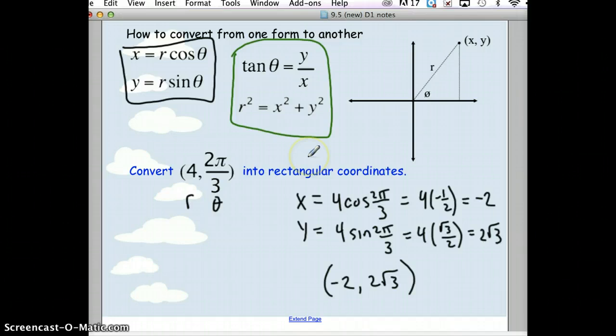Mostly you're going to need to know the r value, which to get r you just square root the x squared plus y squared. And you're going to need to get the theta value, which you'll know a point. So you'll know the x coordinate, you'll know the y coordinate, and then you can use tangent to find theta. So we're going to practice those.